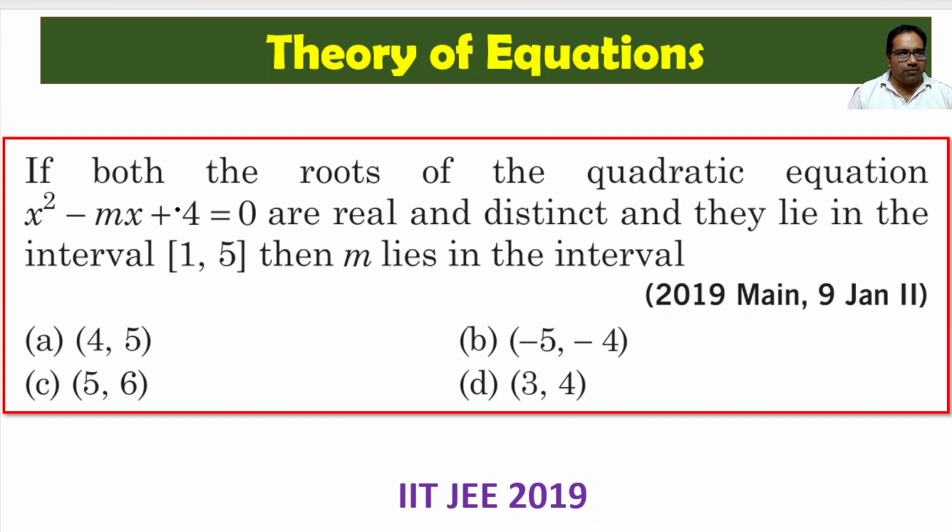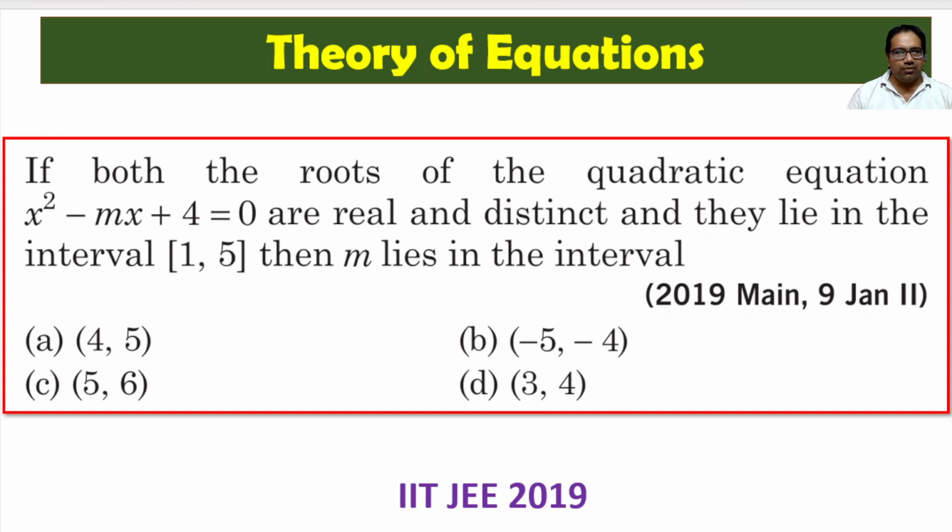And that means this is not a perfect square. So b square minus 4ac is not 0. If it is 0, it means it is touching the x-axis only once. If it is greater than 0, it means it has got two roots. Okay, they're real roots, not complex roots. And they lie between the interval 1 and 5.